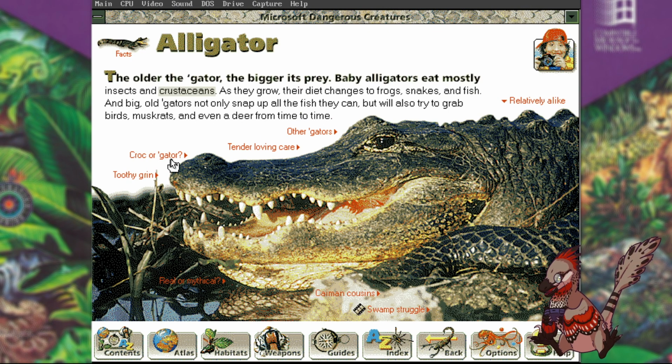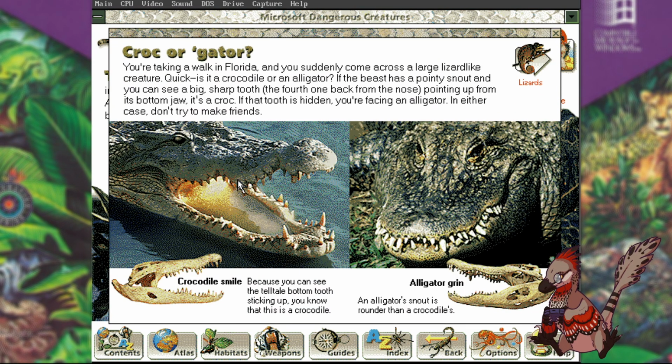Croc or gator? Yeah, what is the difference between a crocodile and an alligator? I don't actually know. Croc or gator. It's hard to tell the difference. In either case, keep your distance. You're taking a walk in Florida, and you suddenly come across a large lizard-like creature. Quick! Is it a crocodile or an alligator? If the beast has a pointy snout and you can see a big, sharp tooth, the fourth one back from the nose, pointing up from its bottom jaw, it's a croc. If that tooth is hidden, you're facing an alligator. In either case, don't try to make friends.